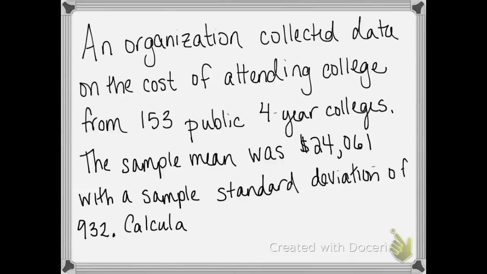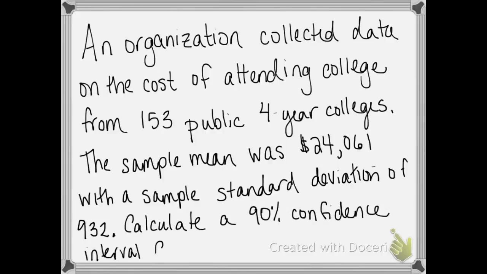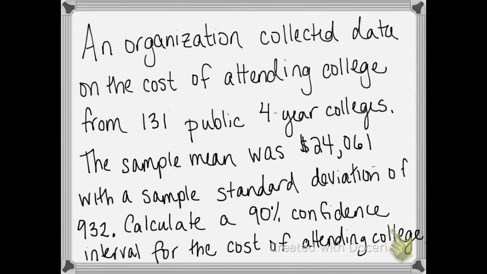$24,061. Now, by the way, this included tuition, housing, meals. Tuition was about $9,410, housing and meals about $10,000, books about $1,300, transportation, etc. So the sample mean is 24,061. We have a sample standard deviation of $932.